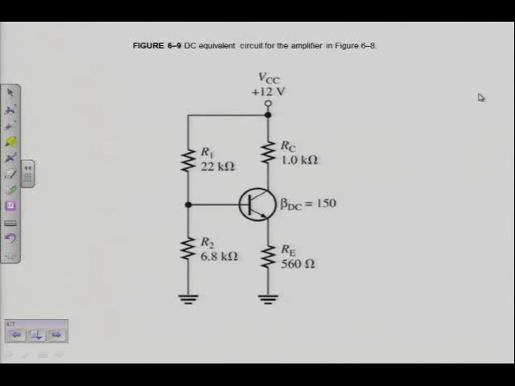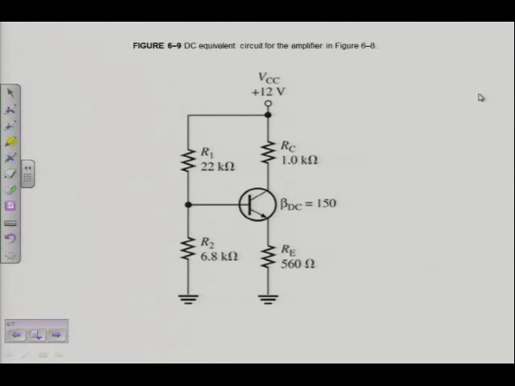So if I ask you to draw the DC equivalent circuit, because of the influence of the capacitors, that is what I'm left with. The rest, the capacitor is blocked and there's no current flowing through there. That is figure 6.9 in your textbooks, by the way. And then once you've done that, you will determine the input resistance at the base, and then you will do all your calculations. All clear to you?